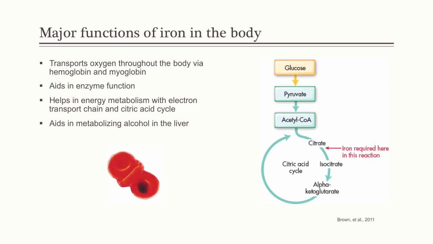Something to note that isn't located here on the slide is that iron can indirectly help with immune function due to its ability to transport oxygen to the body. So if iron plays such an essential role in the body's capacity to function normally, how can we get enough of it, and can we get too much?